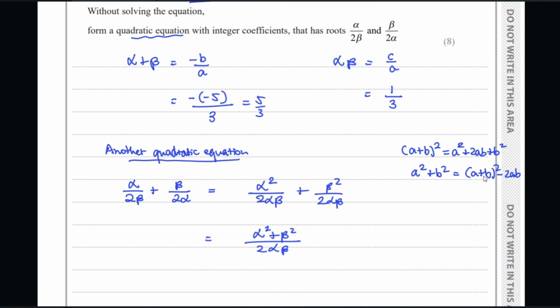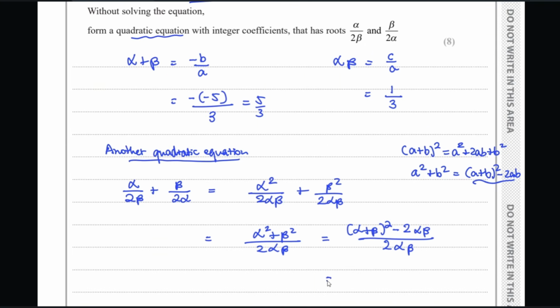So we'll be doing something similar here. We have alpha squared plus beta squared, and we can convert this to alpha plus beta the whole squared minus 2 alpha beta. And we have the denominator 2 alpha beta. And now we can substitute these values.